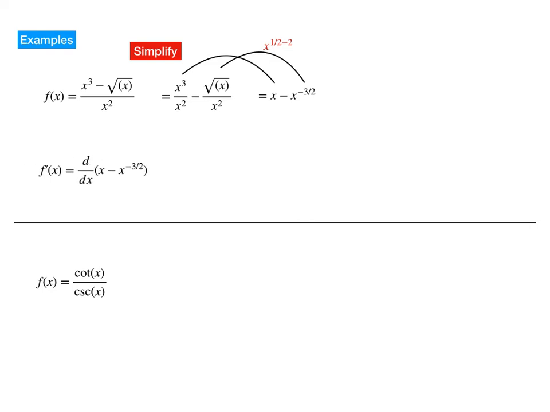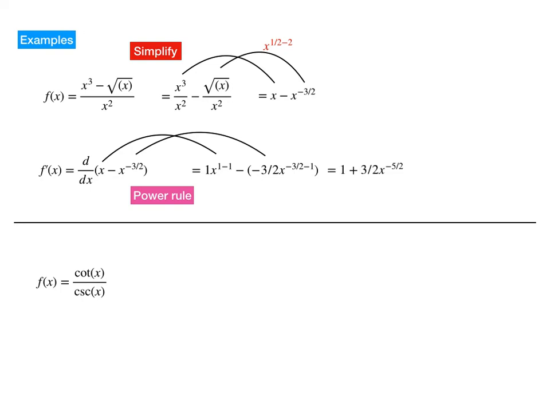So now, if we want to find the derivative of these functions, we can use the power rule for each of the terms. So the power rule for x is going to be 1, x raised to 1 minus 1. And using the power rule for x to the -3/2 is going to be -3/2, x to the -3/2 minus 1. Simplify all the terms together, you get 1 plus 3/2 times x to the -5/2. That's the answer. And if you want to get rid of the negative exponents, you can move the x to the -5/2 to the denominator.